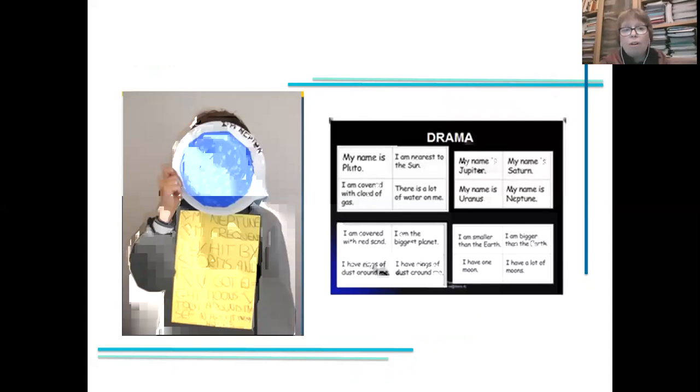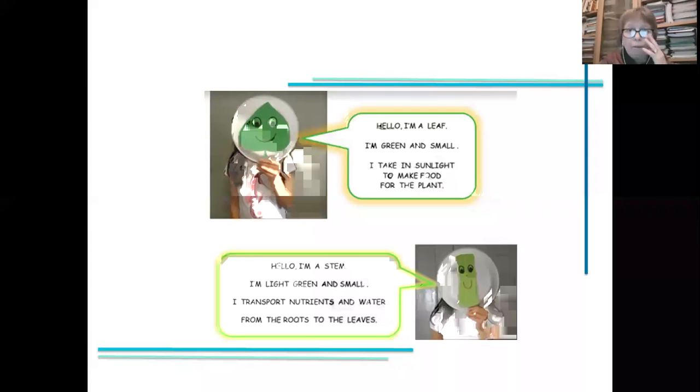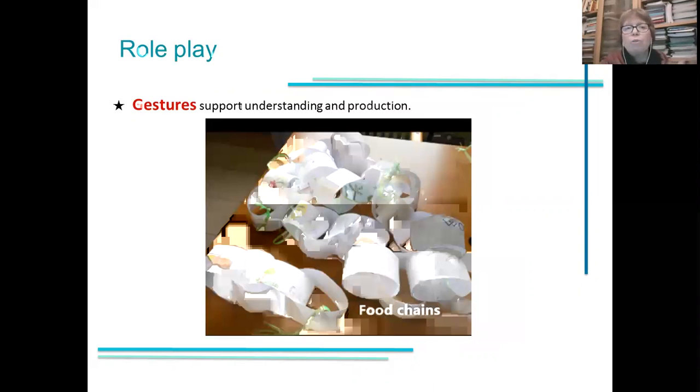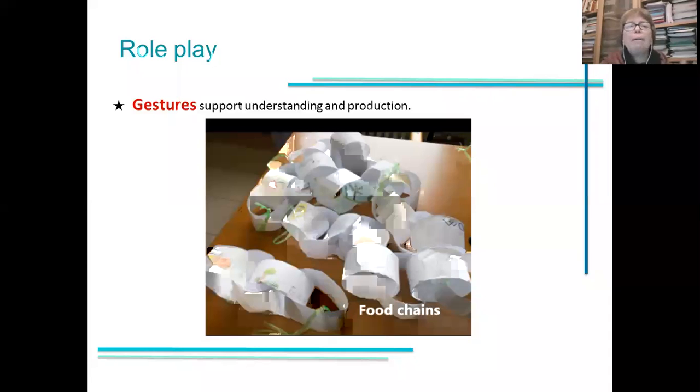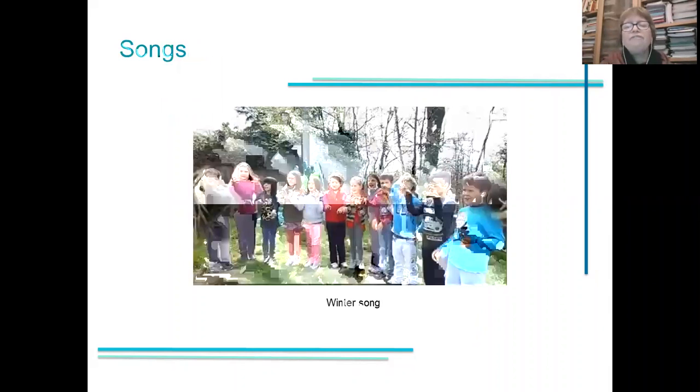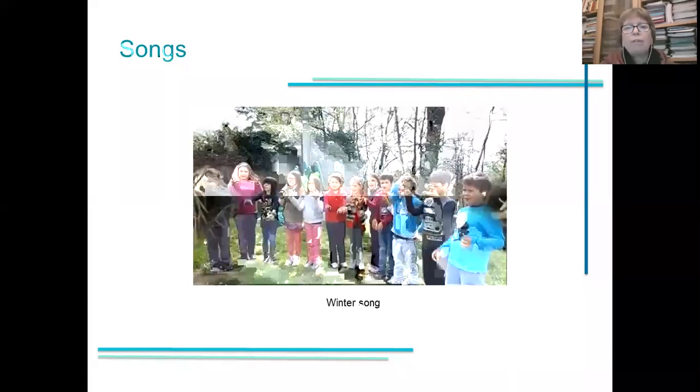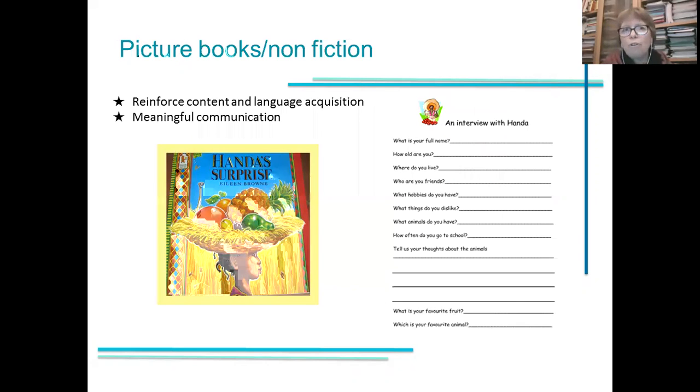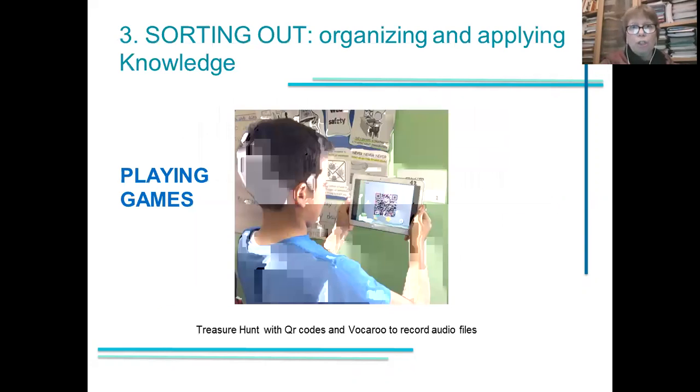This is a drama about the solar system, for example. This is a drama about the leaf, the parts of a plant. You can use a role play. So children can perform a food chain also with the body. You can use songs, so invent songs. This was a song about the 4 seasons. Invent songs in which you put the content that the children have learned or have to learn. And of course, use picture books and non-fiction books to support the content you want to teach.